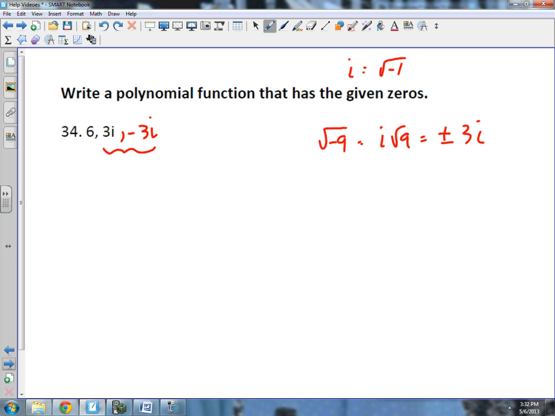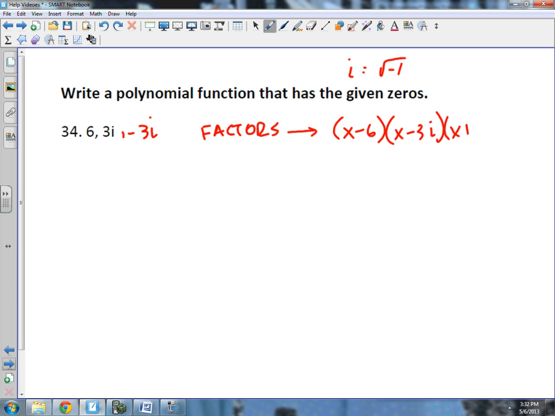If you don't see that, you can always just think about these things as being zeros, and then I would write the factors. Okay, so if these are zeros, then my factors could be x minus 6, x minus 3i, and x plus 3i. Okay, you'll see in a second though, if you could just take this and just know that's going to be x squared plus 9, that's fine too. Okay, but we'll go through this because it'll tell you the other little tricks about i.